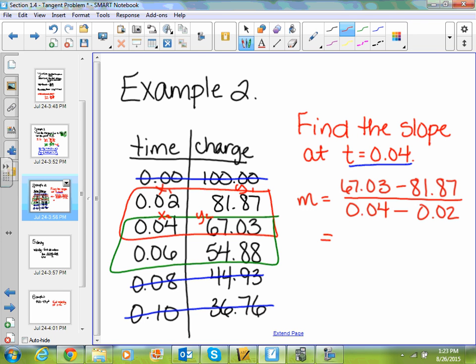Okay, so what's 67.03 minus 81.87? Negative 14.84. Okay, and 0.04 minus 0.2. 0.02. Okay, and so what's negative 14.84 divided by 0.02? Is that what it is? It's negative 742. Negative 742, okay.